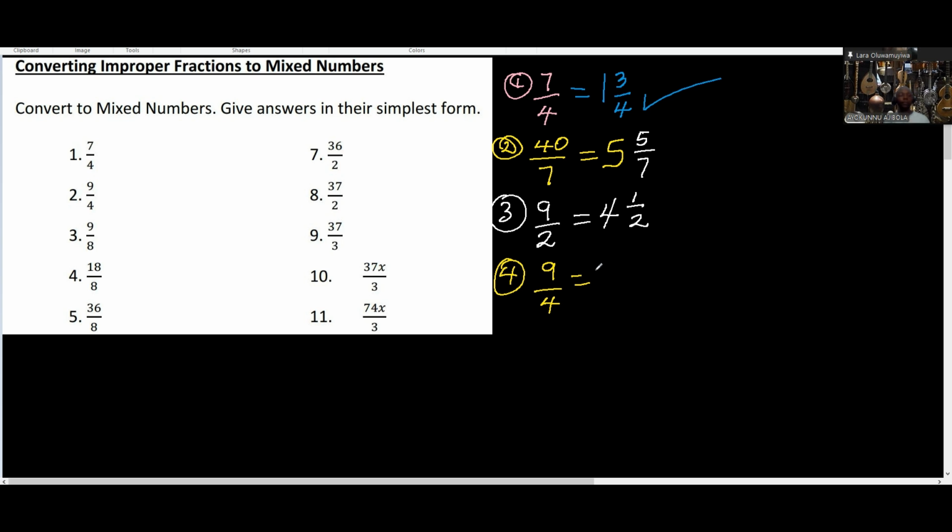How many times can 4 go in 9? You remain with 1 over 4, right? Is that clear to you? Number 5, let's do. 4, 9, 2, no. We're not doing all of these. Let's do 37 over 2 and 37 over 3, okay?